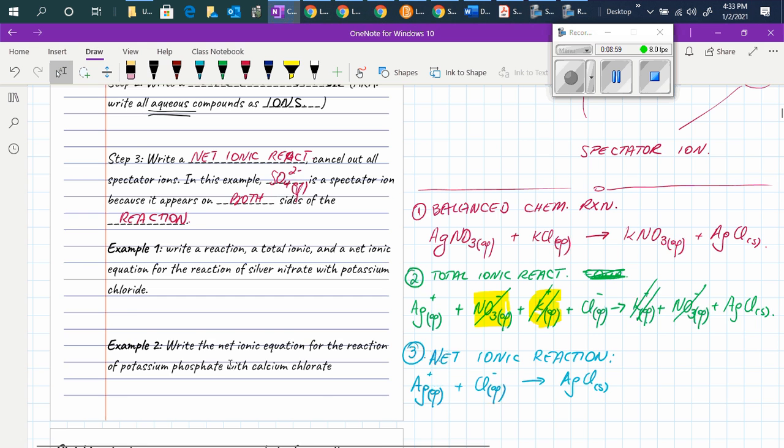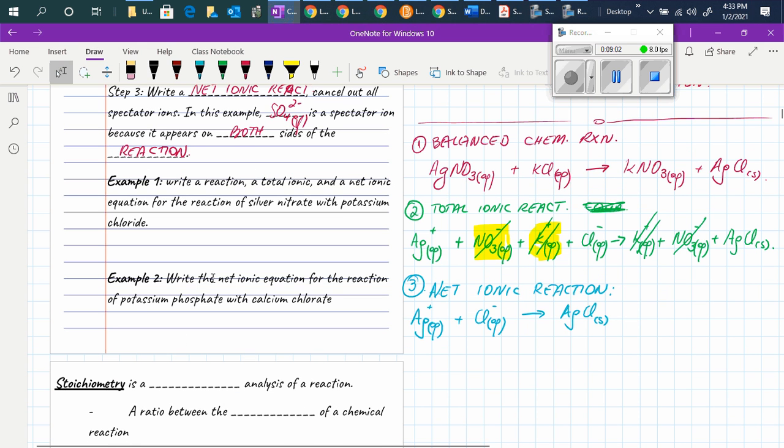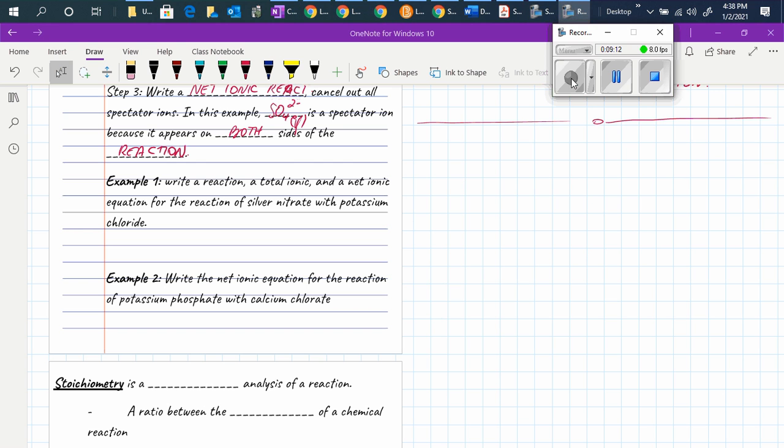Okay, so let's take a look now at the next one, when we have to write a net ionic equation for the reaction of potassium phosphate with calcium chlorate. So the reaction will be K3PO4 in aqueous solution, and this is based on the solubility table that you have in your data booklet. And then calcium chlorate, so Ca(ClO3)2, and again is in aqueous solution.